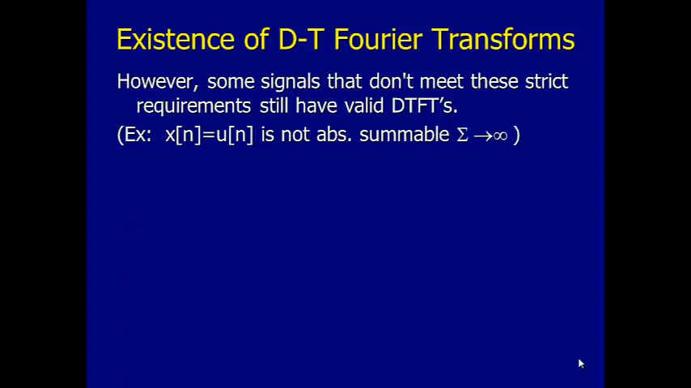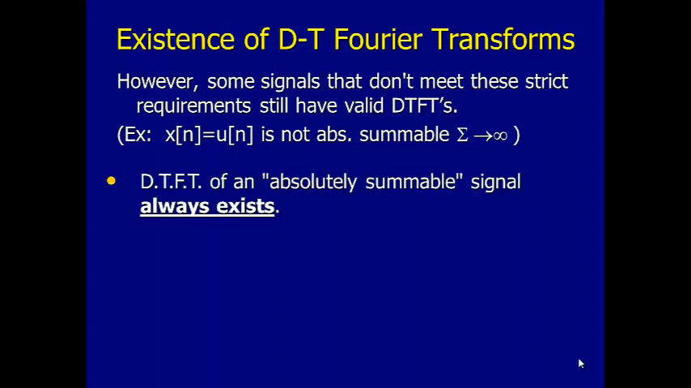Now, just like in continuous time, that's the hard and fast rule. There are always exceptions. So, for example, a unit step: let's draw one. 0, 0, 0, 0, and at n equals 0, it goes to 1 and stays at 1, 1, 1, 1. If I try to add up all these values for n equals minus infinity to plus infinity, I get infinity. So a unit step is not absolutely summable. Therefore, it should not have a discrete-time Fourier transform, but it does.